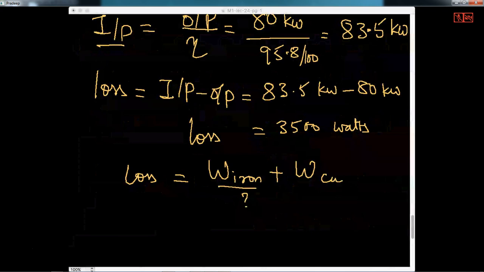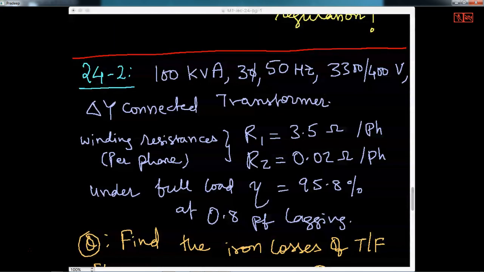Because R1 and R2 are given, we can calculate the equivalent impedance of the transformer, that is, the equivalent resistance referred to the secondary side. Another thing is, because the ratings are given, I can also find the rated current, and from that I can find the solution. So let me write down that part now.